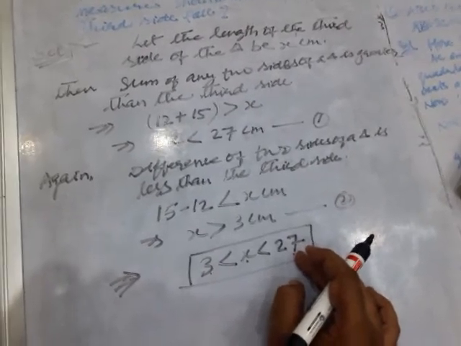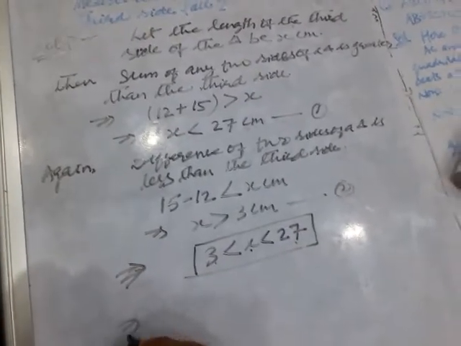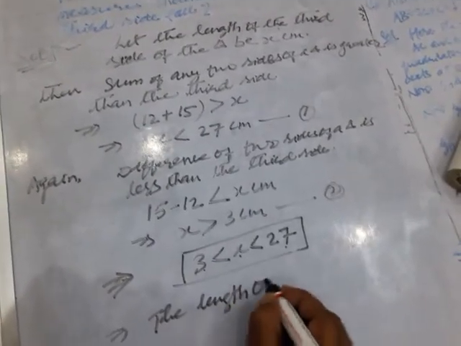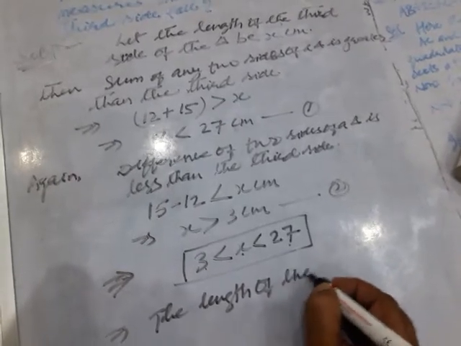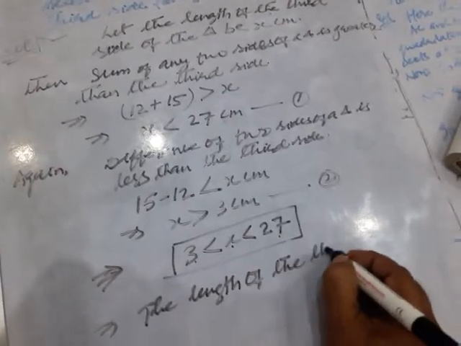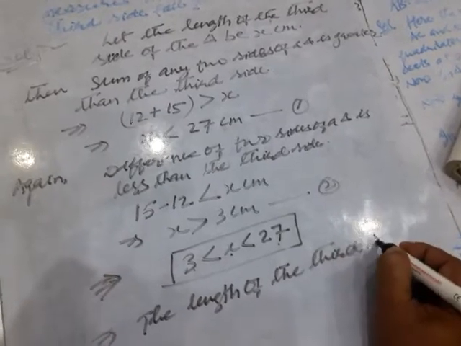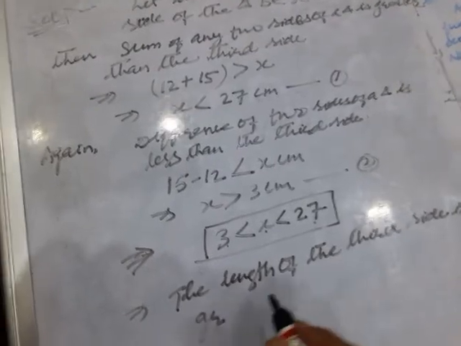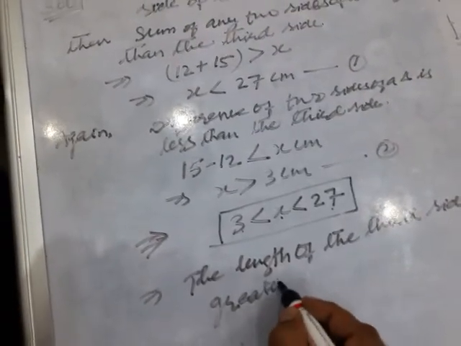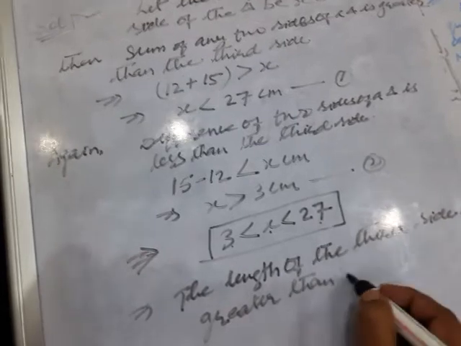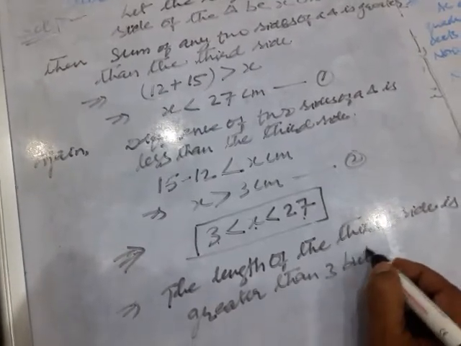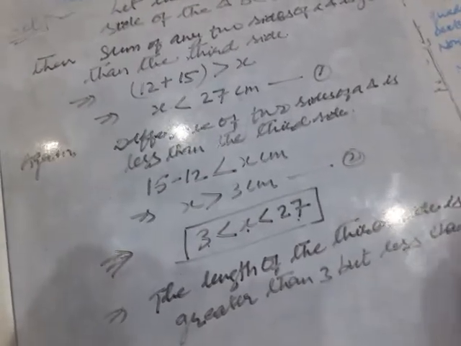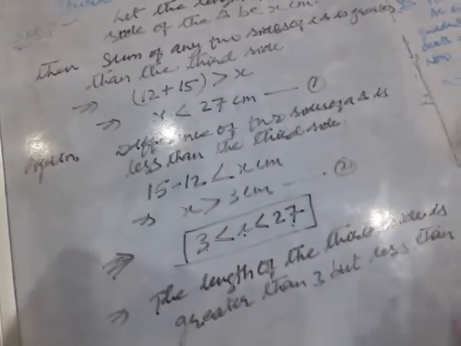Clear? And it will be greater than 3 centimeter. This implies that the length of the third side is greater than 3, but less than 27.